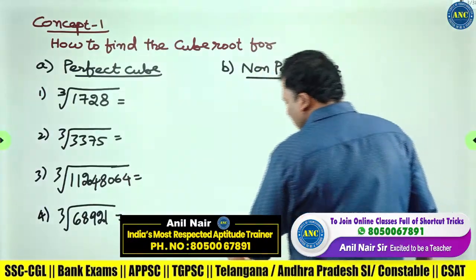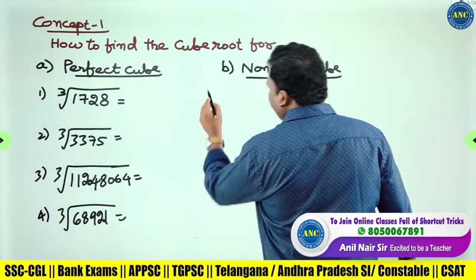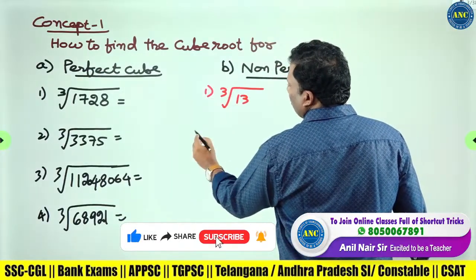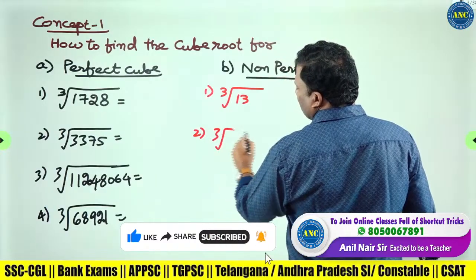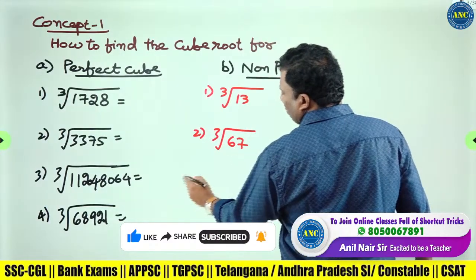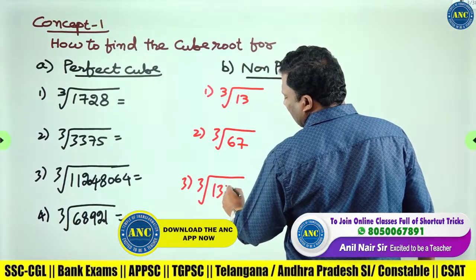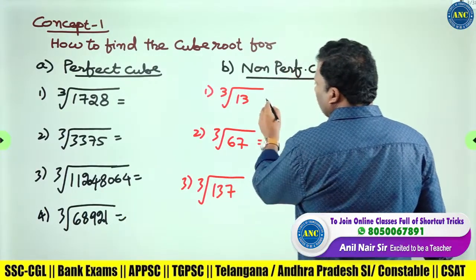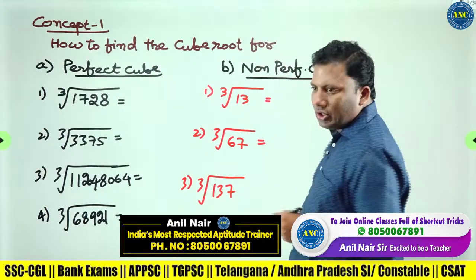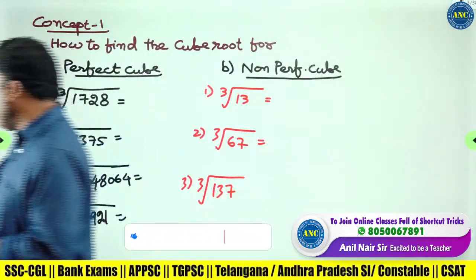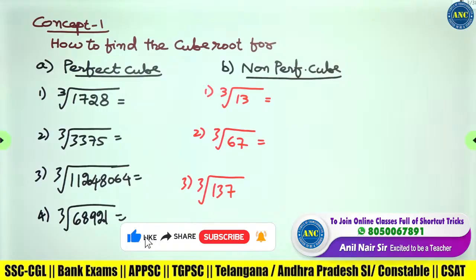In this one, write down some examples. Cube root of 13, cube root of 67, cube root of 137. Cube root of 13, cube root of 67 and cube root of 137.